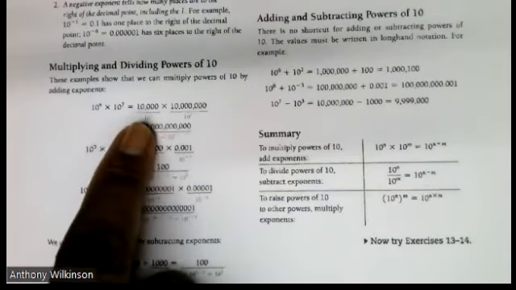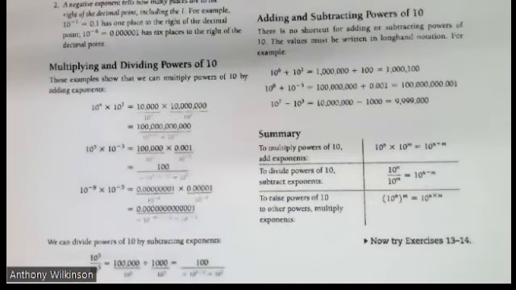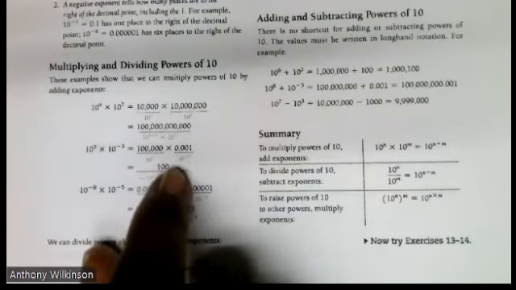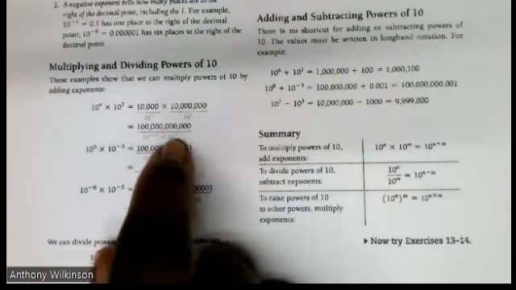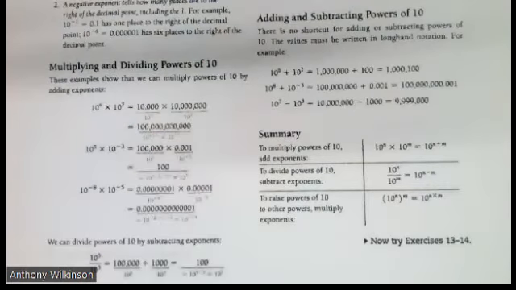So 10,000 times 10 million would be 100 billion, which, if you were to write that in exponential form, is 10 to the 11th power, because that's 10 to the 4th times 10 to the 7th. It'll give you 10 to the 11th. So we just simply add the exponents of 4 and 7.